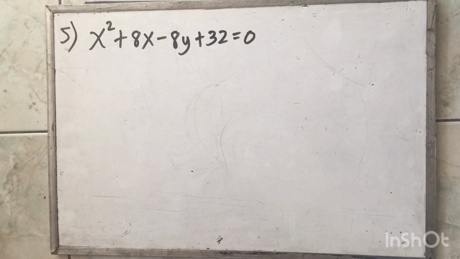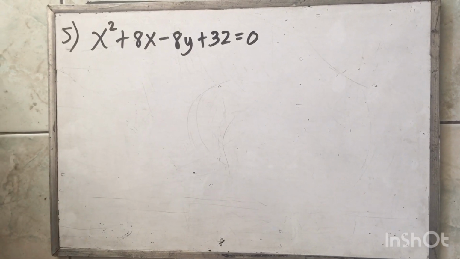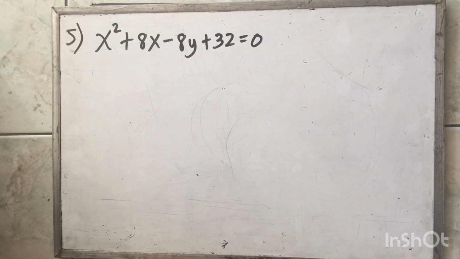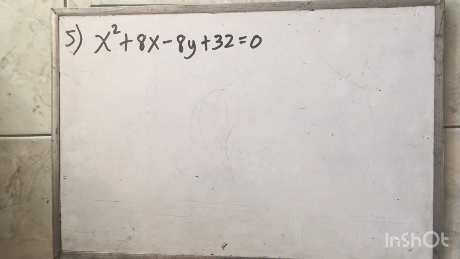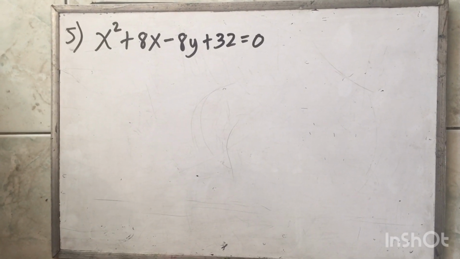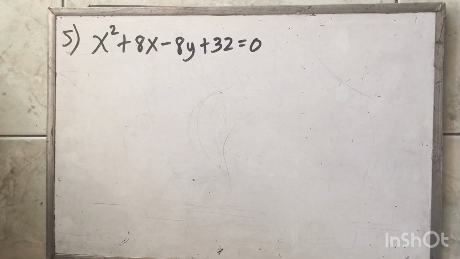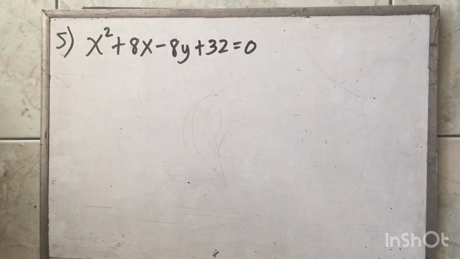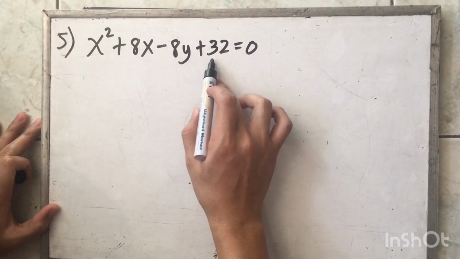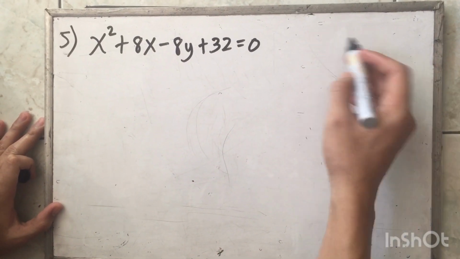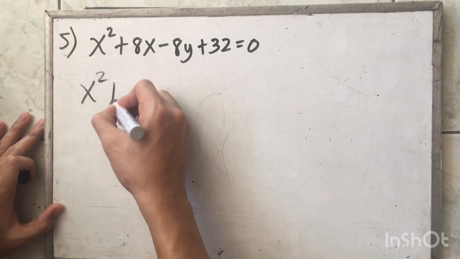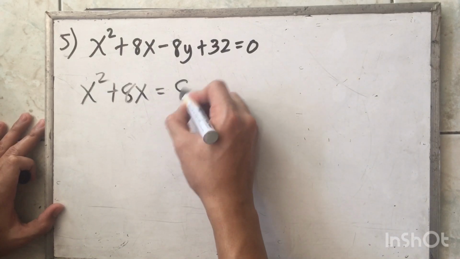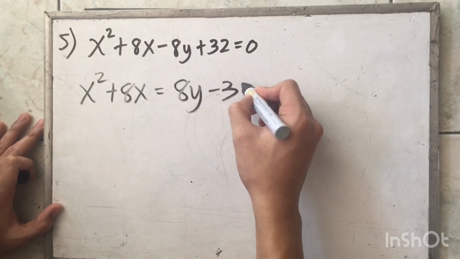Our example is x² + 8x - 8y + 32 = 0. So the given equation is written in general form. So one way to determine the vertex, focus, directrix, and axis of symmetry is to transform the general form into standard form. So transpose -8y + 32 to the right side of the equation. It will become x² + 8x = 8y - 32, the sign becoming positive for 8y.